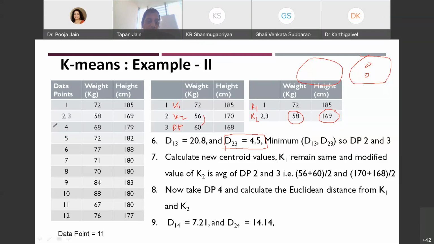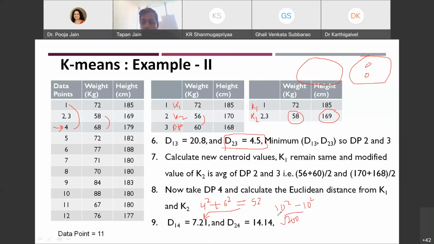Now the next step: our new data point has come, point number 4. You need to repeat the same step. First we calculate D14. How do we calculate it? 72 minus 68 is 4, squared. 179 minus 185 is 6, squared. 36 plus 16 is 52, and the square root of 52 is 7.21. Similarly, for the second cluster, we can easily calculate the value. 58 minus 68 is 10, squared, plus 179 minus 169 is 10, squared. 100 plus 100 is 200.